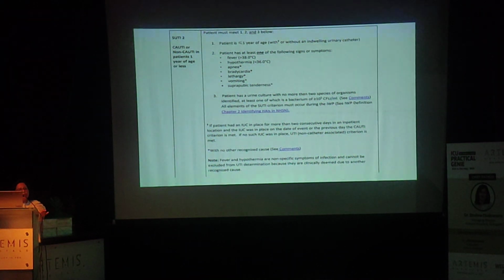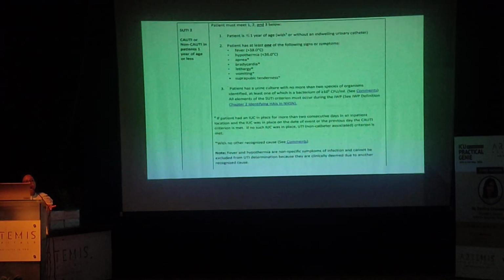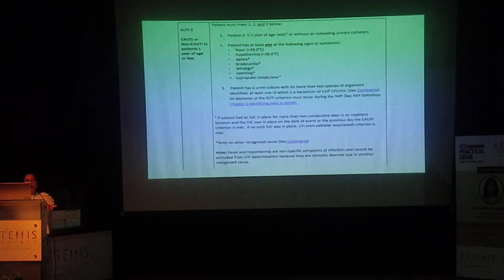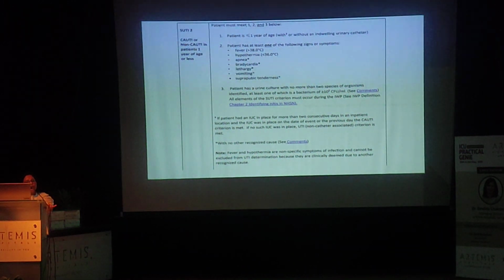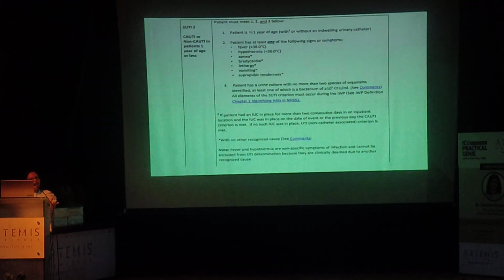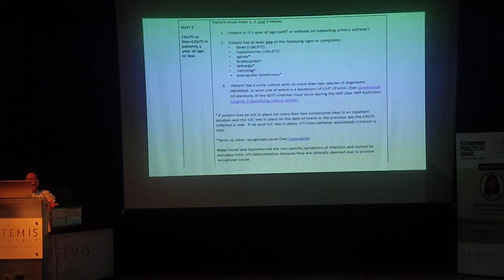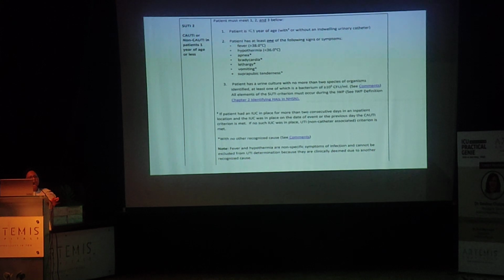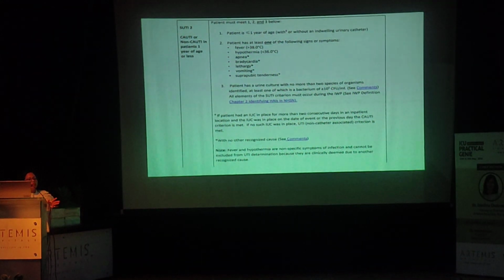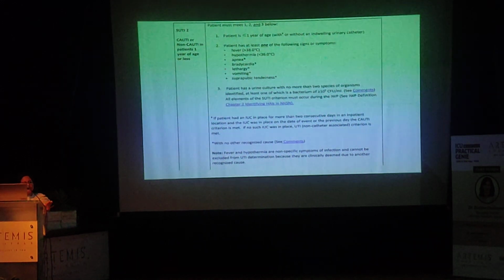SUTI 2, symptomatic urinary tract infection 2 criteria, has all the above findings, but it is detected in patients less than 1 year of age. So in those patients, the first criteria is the patient is less than 1 year of age. Second criteria is the patient has at least one of the following signs and symptoms, which are fever, hypotension, bradycardia, apnea, lethargy, vomiting, or suprapubic tenderness. And the culture criteria is the same in this also.